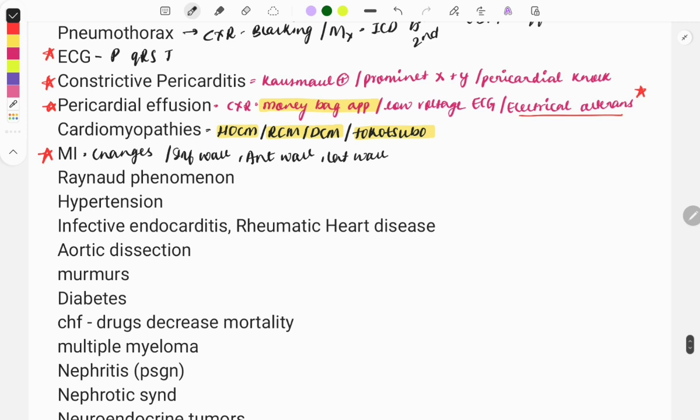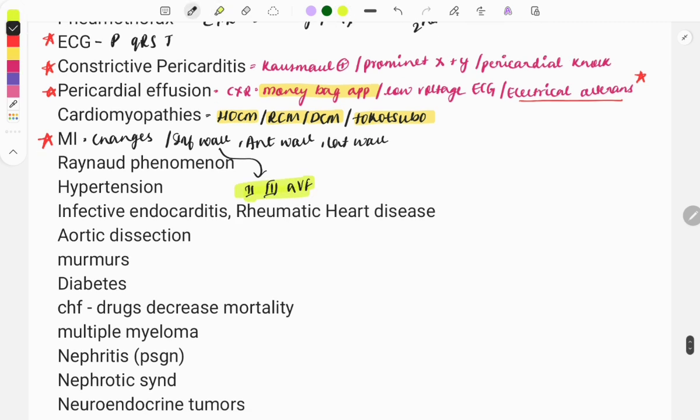So questions are also asked on which wall is suffering from the ischemic attack. Like if there is an inferior wall involvement, we can see changes in leads 2, 3 and aVF. This one is a repeatedly asked question as a one-liner or as a case-based question. Okay. Then moving on to the anterior wall. If there is anterior wall involvement, then the changes will be seen in lead 1, aVL, then V1 to V4.